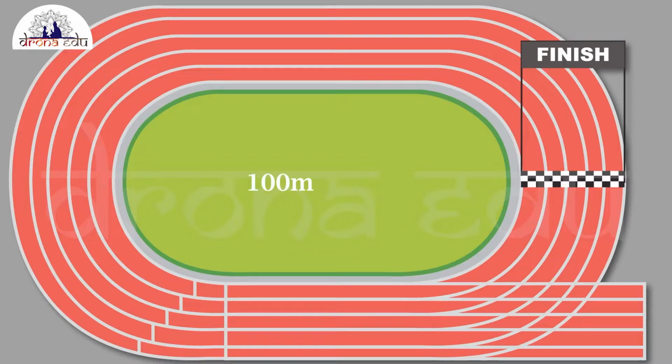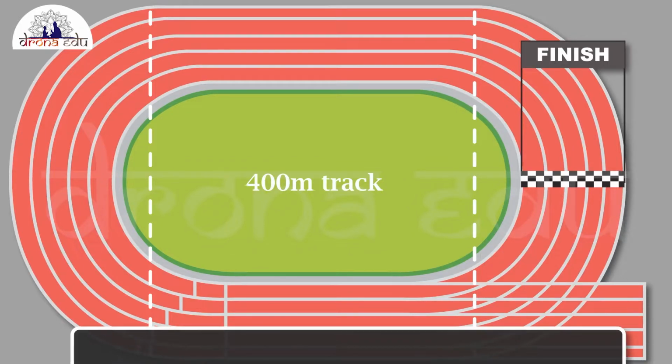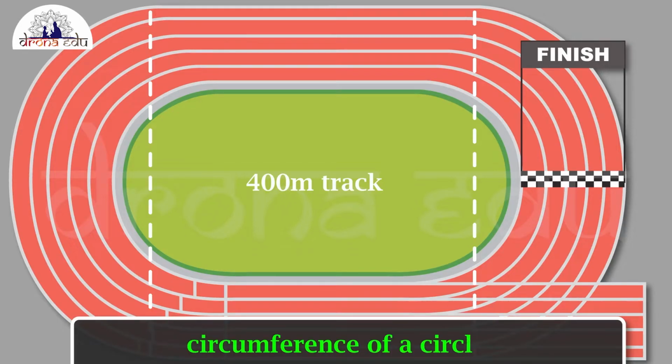Now we shall take the track of 400 meters, where this racing track is a semicircle at both the ends. So to know the actual length of the track, we must find the length of the semicircular track. We all know, right? The perimeter of a curved figure is known as a circumference. So now we shall see how to find the circumference of the circle.